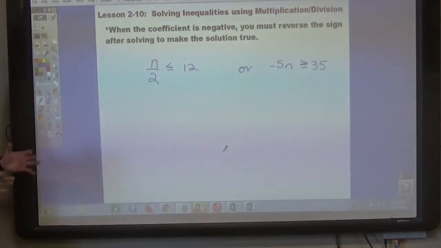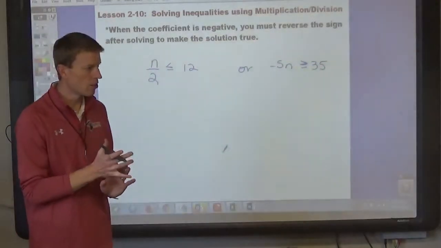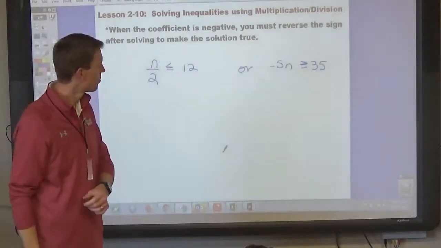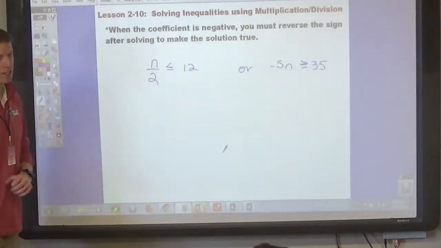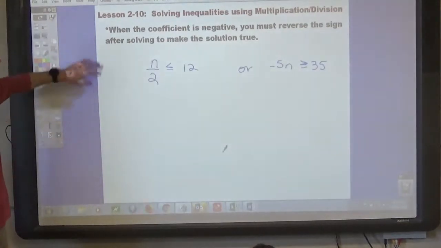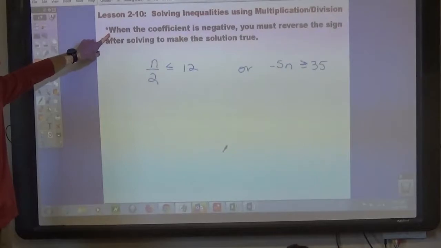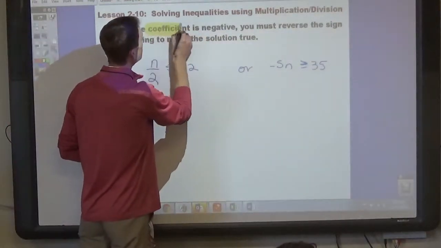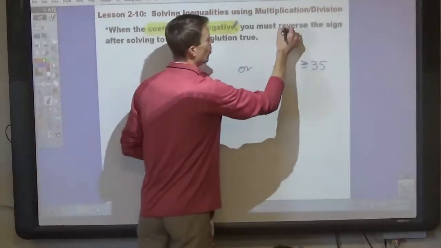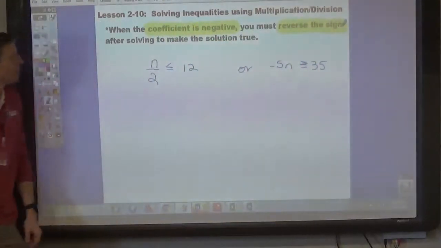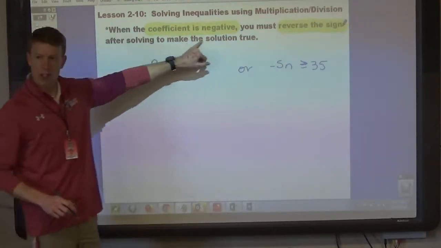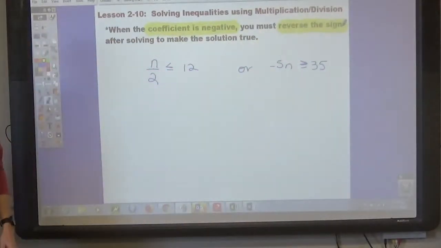And so, at the end again, we're going to have to graph the solution because the solution isn't just one number. It could be any number starting with the number that we find. And there's another step in these. There's one more concept that you're going to have to add. And that is that when the coefficient is negative, reverse the sign after you find the solution. Reverse the sign. Why? In order to make this solution true. You're going to have to do that in order to make the solution true.